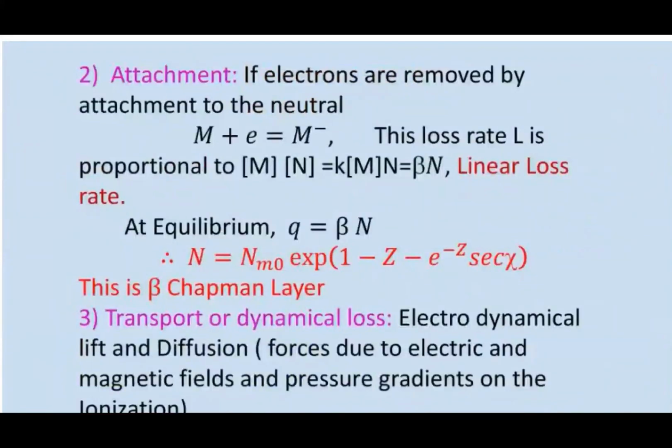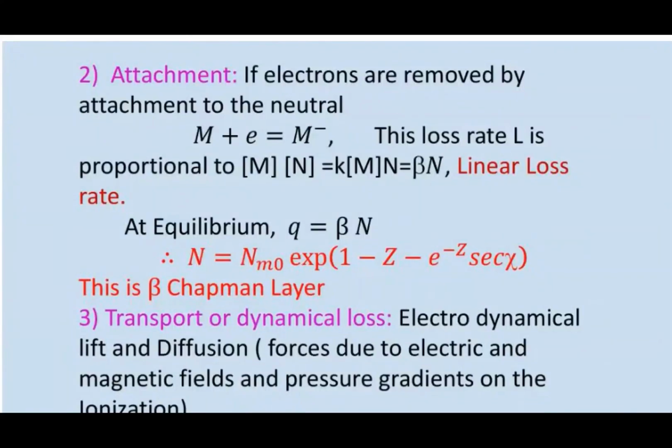Similarly, another loss process is attachment, in which a free electron can get attached to a neutral molecule and become a negative ion. So it is no more useful for radio wave propagation, because it is no more a free electron. In that case, the loss rate will be given by Q is equal to another constant beta into n. In that case, the electron density n will be given by this formula, and a layer which obeys this is called the beta Chapman layer.